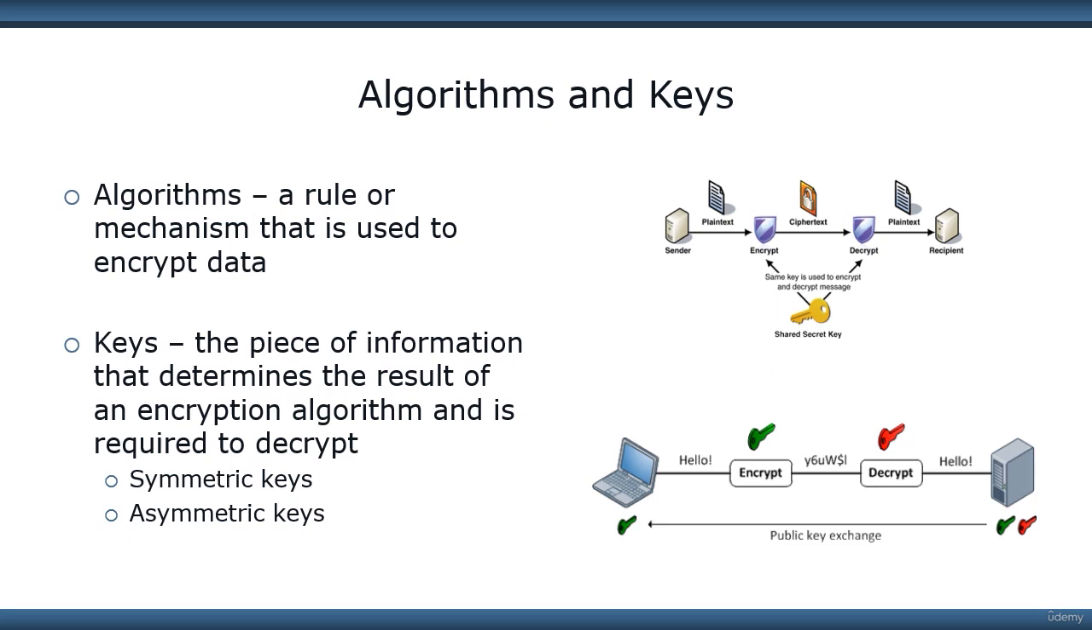It's often not one or the other. It's a combination of both, asymmetric and symmetric. So symmetric is a single key, also known as private key encryption. Asymmetric is two keys. It's also referred to as public key encryption.